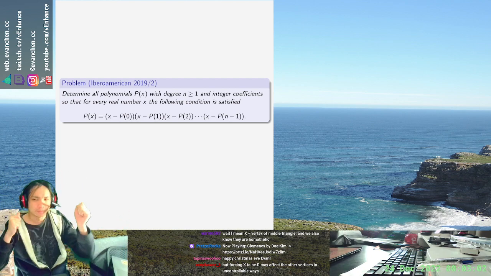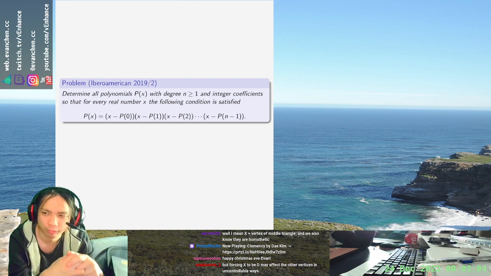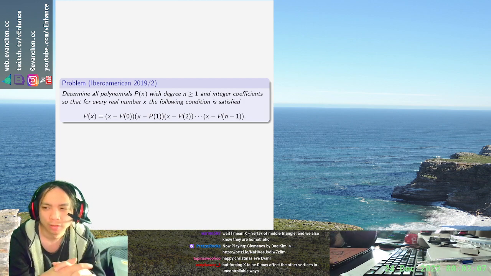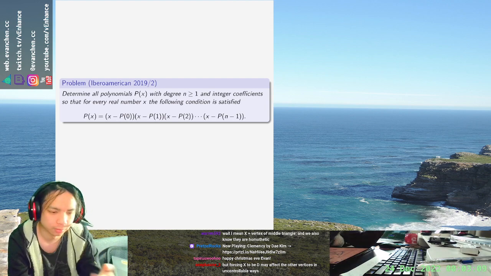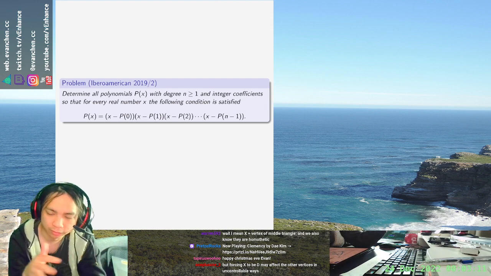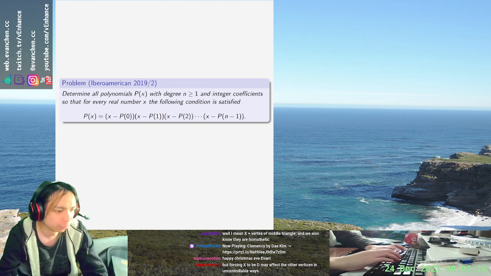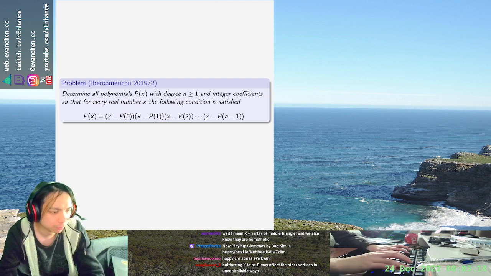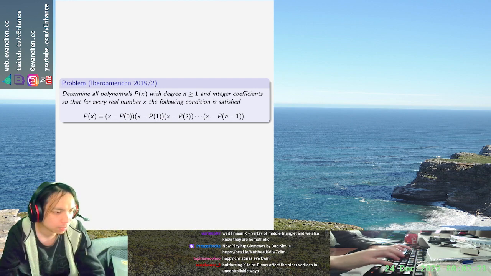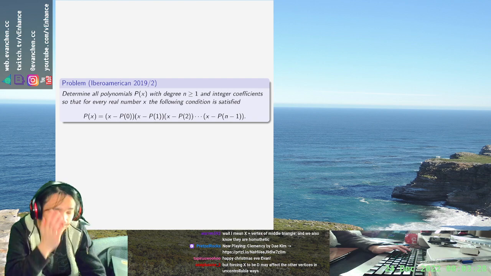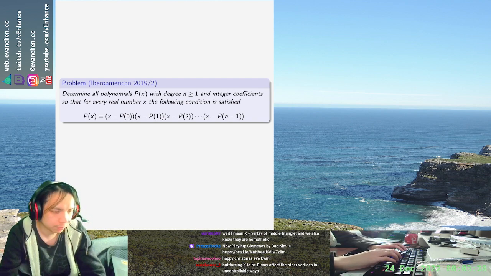Okay, welcome back. So we have a problem from Ibero where I want to find all polynomials with integer coefficients such that the roots of the polynomial are exactly p0, p1, up to pn minus 1 with multiplicity. So for example, when n equals 1, this is just saying p of x equals p of 0. And if, yeah, you just get p of x equals x.